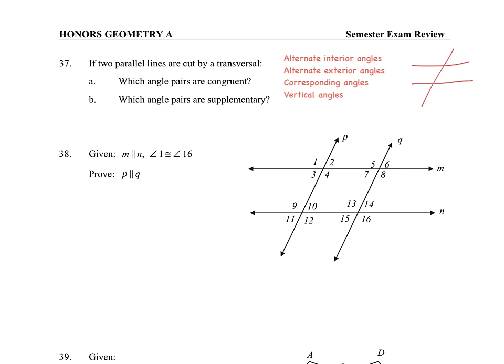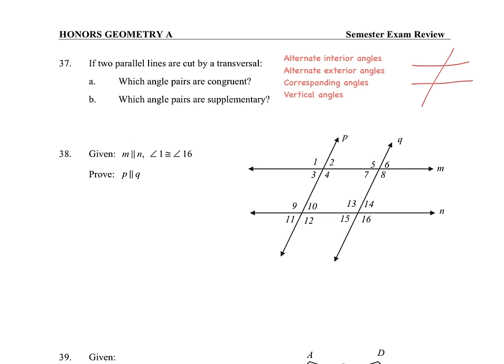I'm going to tell you right now that there are multiple ways to do this proof. There's so many different angle relationships that you could use. So what I'm about to do is just one way, but please keep in mind that there are multiple ways. So the first thing I'm going to do is state that angle 1 is congruent to angle 16. And my reason is because this is given. So I know, as I drew on my picture, angle 1 is congruent to angle 16.